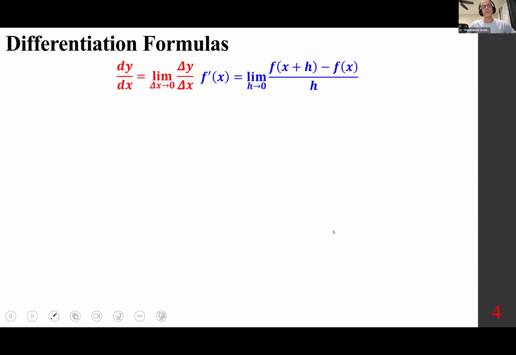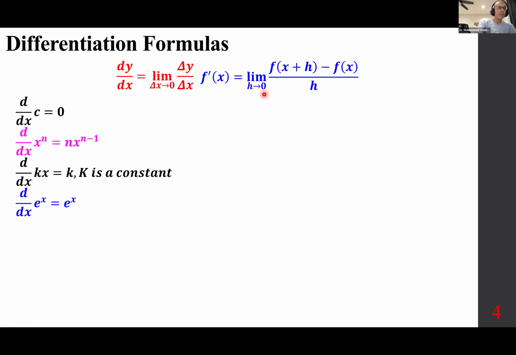All right, so differentiation. Let's start with the definition. dy/dx is the limit of delta y over delta x as delta x approaches 0, or f prime of x equals the limit of f of x plus h minus f of x over h as h approaches 0.